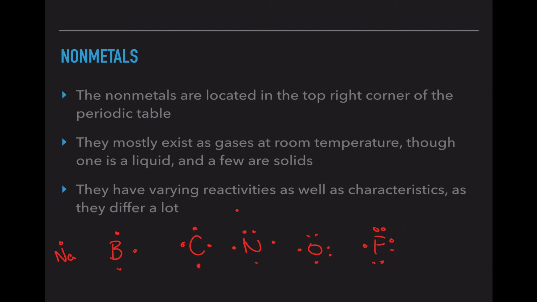So columns 1 and 17 tend to bond together. Columns 2 and 16 tend to bond together, etc., etc. So remember, the reactivities start high and they decrease until they hit column 14. These are the ones right smack dab in the middle, and then the reactivities increase again.